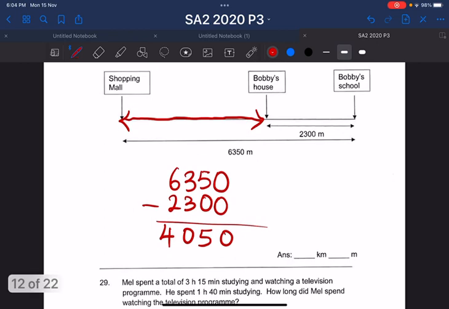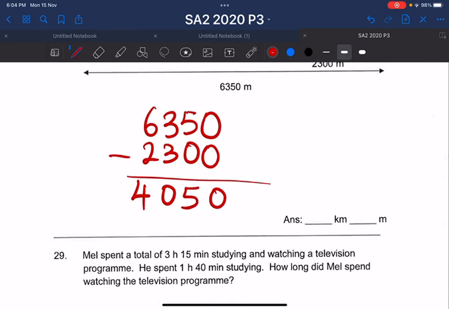Why? Because we need to leave the answer in kilometers and meters. But these answers are all in meters. Okay, so we're going to do some kind of a conversion. Now, if you remember, 1 kilometer is how many meters? It is 1,000.